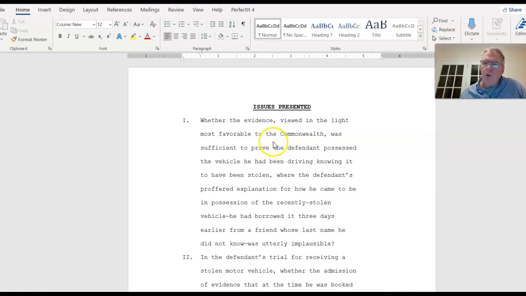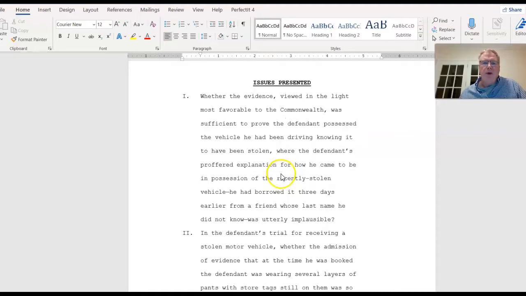So I'm going to now go over with you the IRAC method. Before I scroll down, you'll see the issue presented: whether the evidence viewed in the light most favorable to the Commonwealth is sufficient to prove that the defendant possessed the vehicle he had been driving, knowing that it had been stolen, where the defendant's proffered explanation for how he came to be in possession of the recently stolen vehicle, that he had borrowed it 3 days earlier from a friend whose last name he did not know, was utterly implausible.